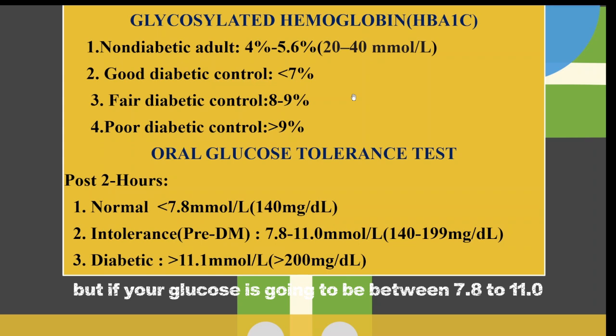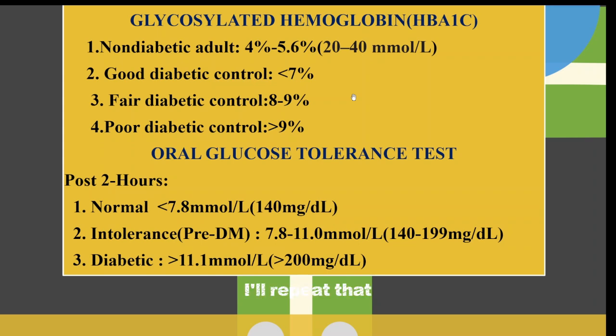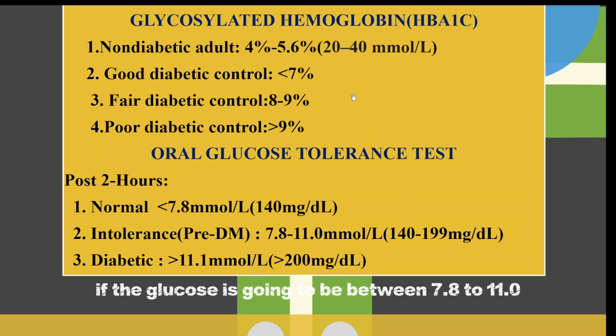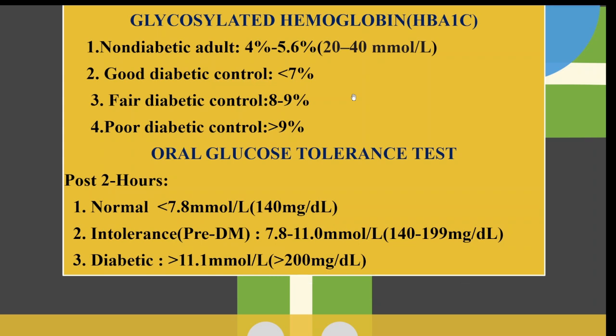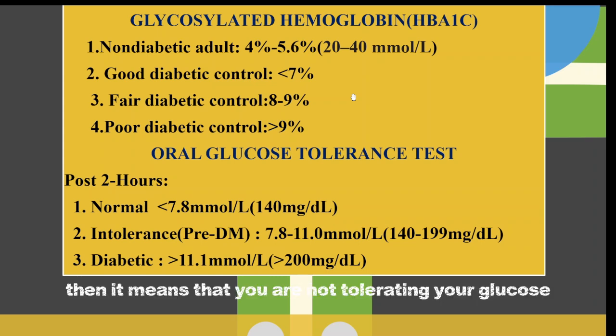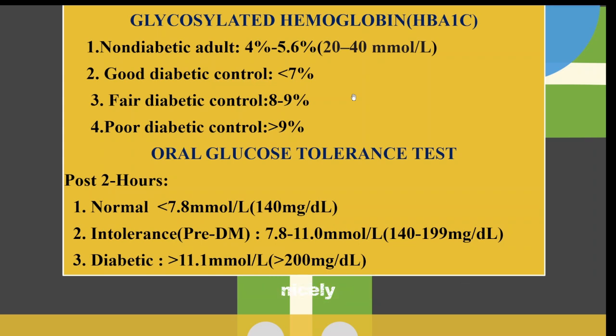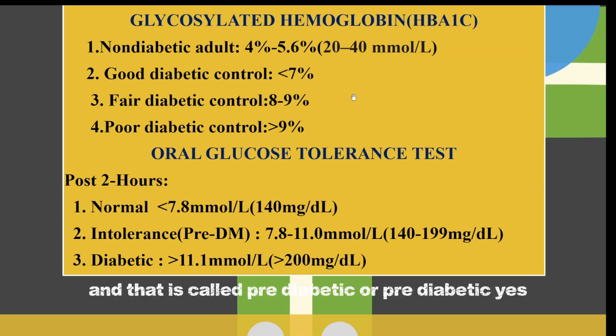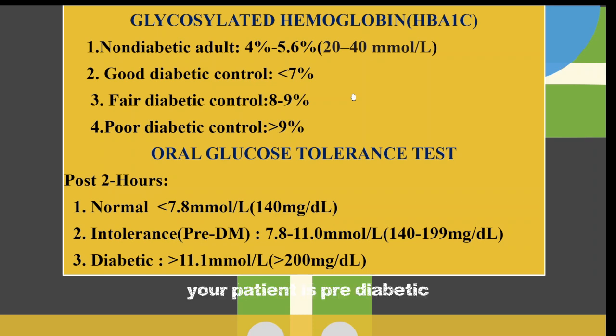But if your glucose is between 7.8 to 11.0, I'll repeat that, if the glucose is between 7.8 to 11.0, others will say 140 to 199 milligrams per deciliter, then it means that you are not tolerating your glucose nicely. And that is called pre-diabetic. Your patient is pre-diabetic if their glucose is 7.8 to 11 after taking that 2 grams of glucose that I spoke about.